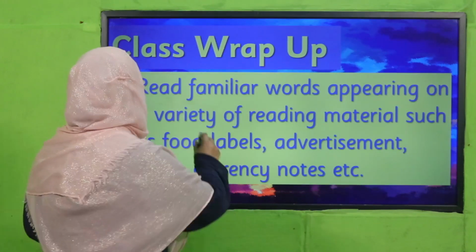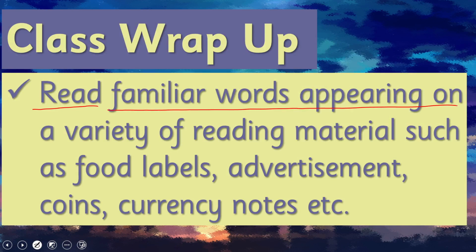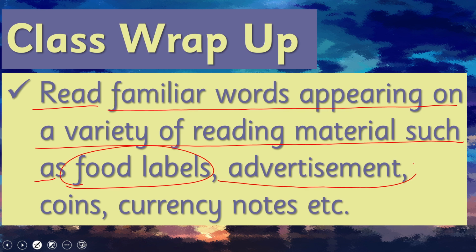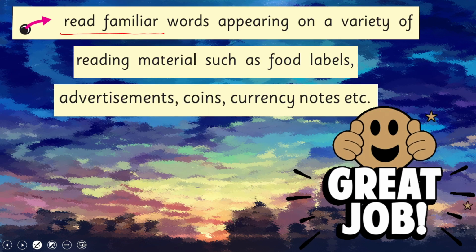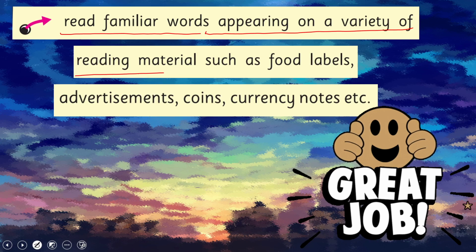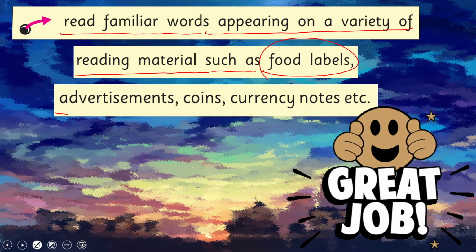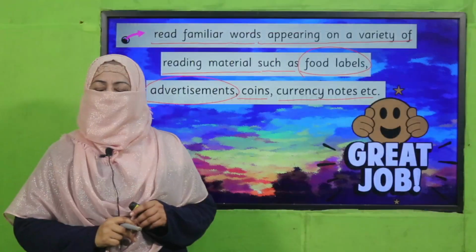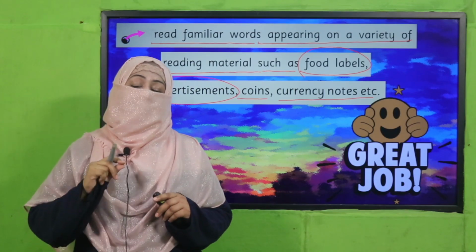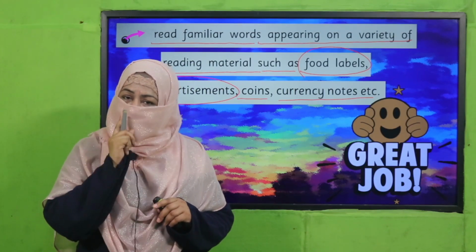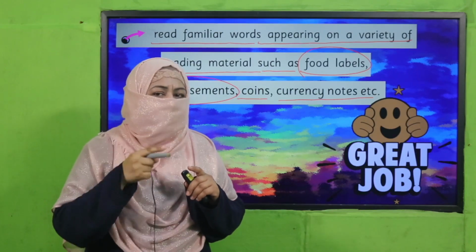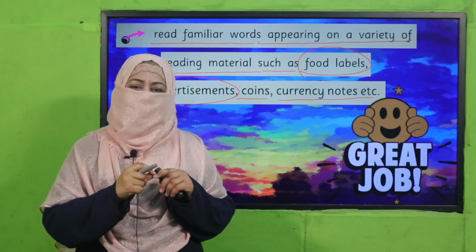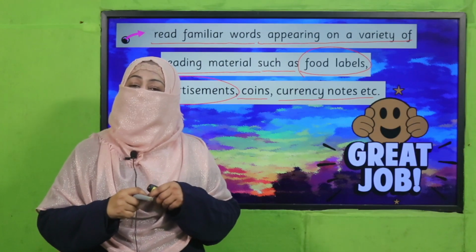So we have learned to read familiar words appearing on a variety of reading material such as food labels and advertisements. Coins and currency notes we have already done, so we achieved our SLO to read familiar words appearing on a variety of reading materials such as food labels, advertisements, coins, currency notes, etc. Are we done with it? Yes. And today's SLO makes us form a habit of reading. Wherever you find some word, try to read it. This is going to help you increase your vocabulary, and you'll learn a lot.